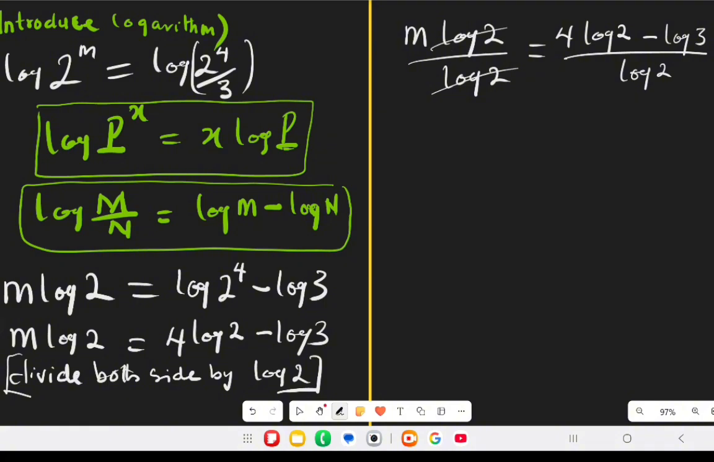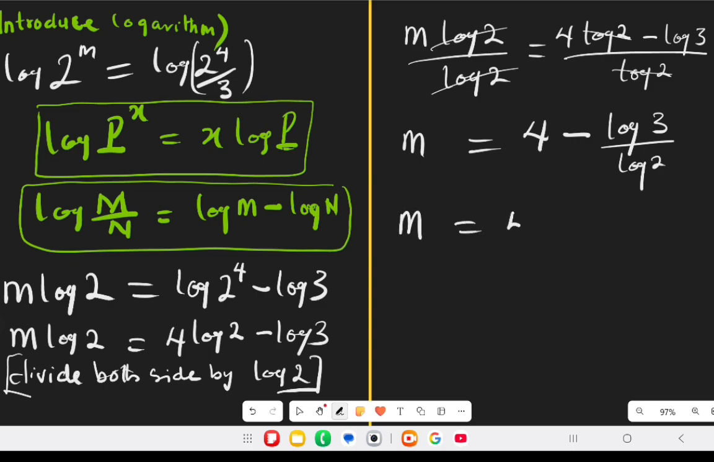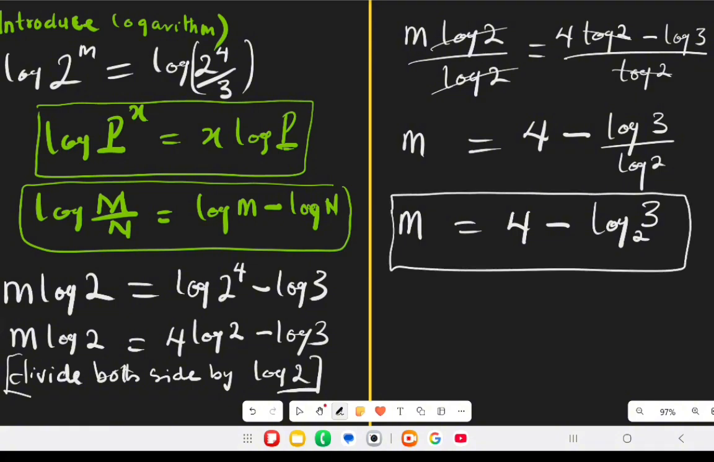This log 2 will cancel log 2, left with n equals, log 2 will cancel log 2 here, which is 4 minus log 3 all over log 2, because log 2 cannot cancel log 3. Then our final answer will be n equals 4 minus log 3 over log 2 in the normal base, which is base 10. To change it to base 2, it will change to log of 3 in base 2. So this is the final answer.